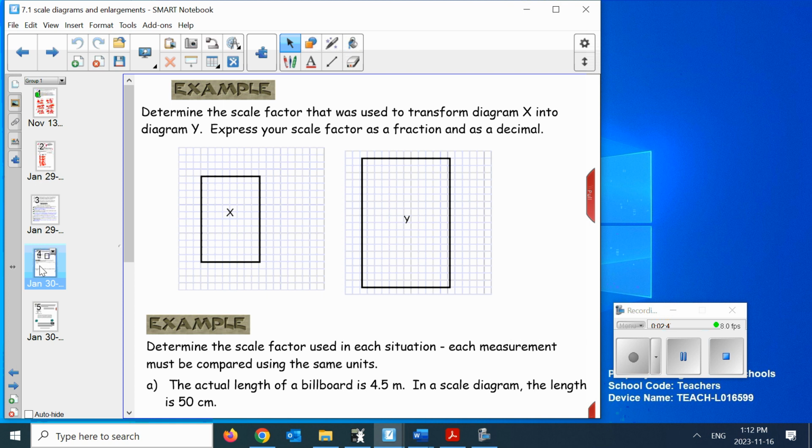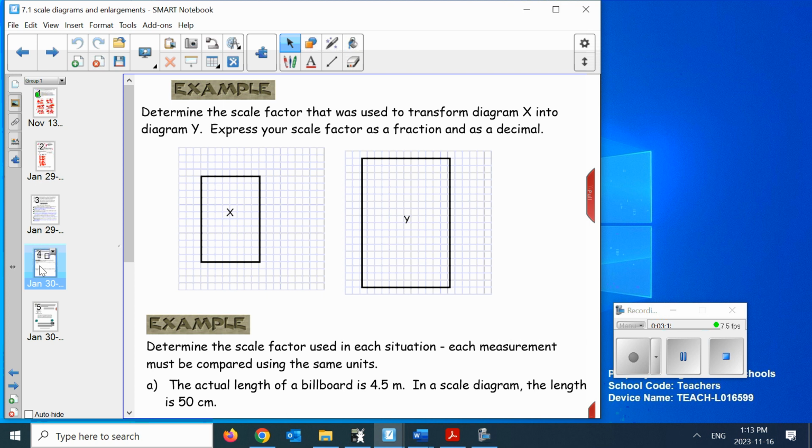Determine the scale factor that was used to transform the diagram X, so that's the actual picture, into Y, and that's the new one, as a fraction and as a decimal, okay? So you're going to have some problems like these, so let's do an example right now. And I'm going to follow my screen because I'm talking. There we are. Okay, talking about something you couldn't see. We're all with me now?